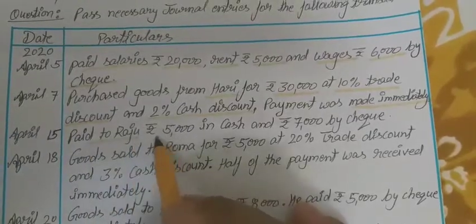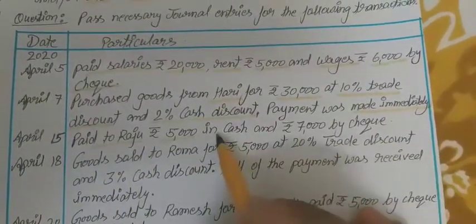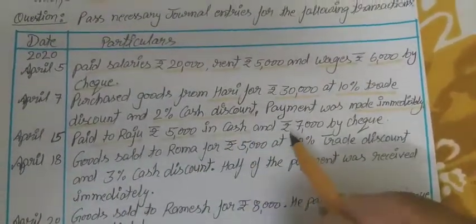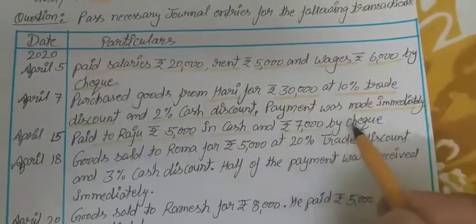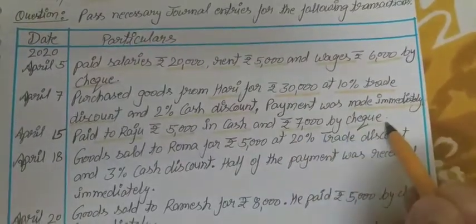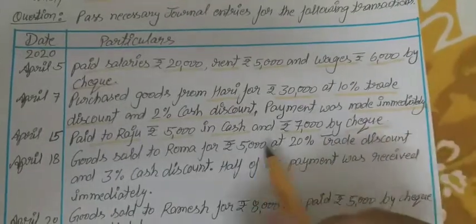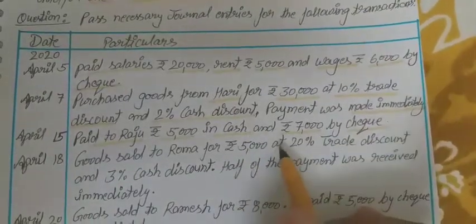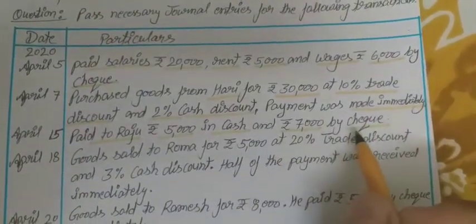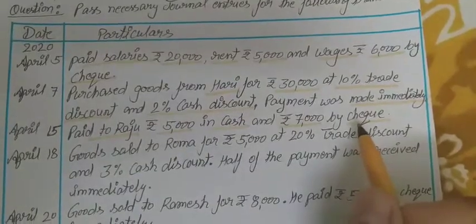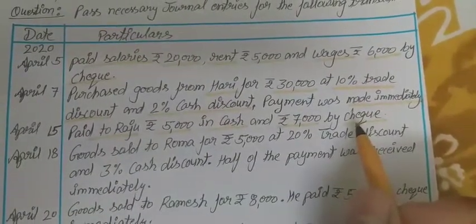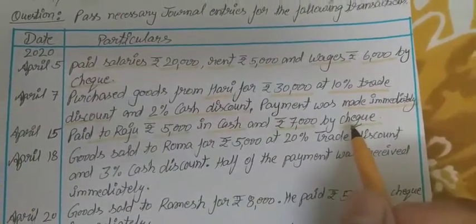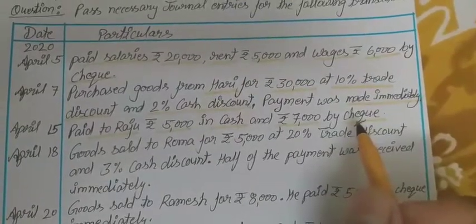Okay. Next, April 15, paid to Raju rupees 5,000 in cash and rupees 7,000 by check. If we are paying cash, then the cash account will be affected, and if we pay an amount through check or receive an amount through check, then that will affect the bank account.